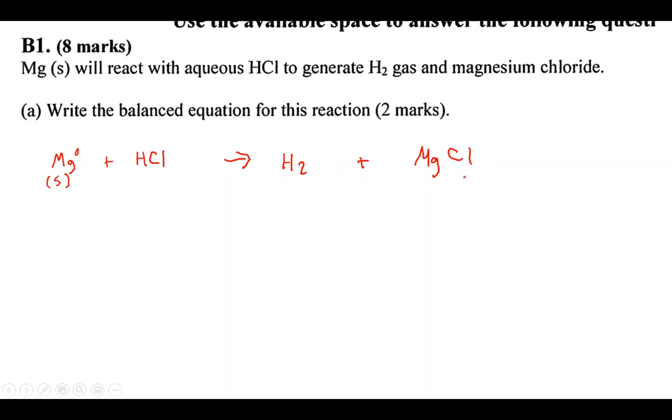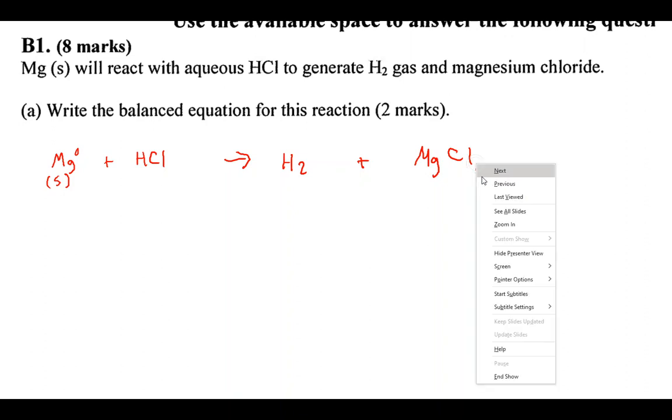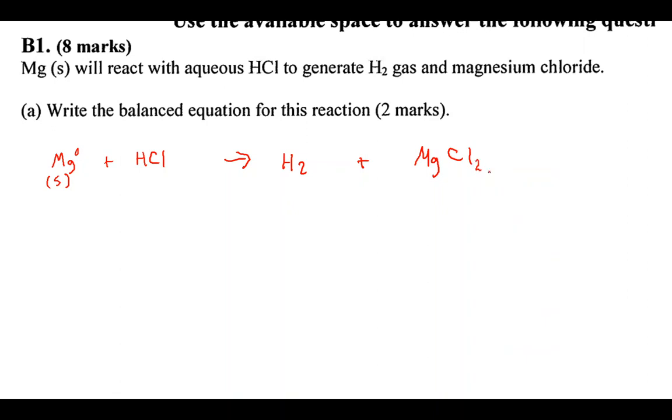To determine how magnesium chloride looks, you want to look at the charges on your periodic table. Magnesium is a group 2 metal, so it likes to be +2, and chlorine normally likes to be -1, so we need to put a subscript of 2 on the chlorine. Now to balance it, we've got 2 chlorines on the right side and 1 on the left, so we'll put a 2 in front of the HCl. Then we have 2 hydrogens on the left and 2 on the right, and 1 magnesium. So this is now balanced.